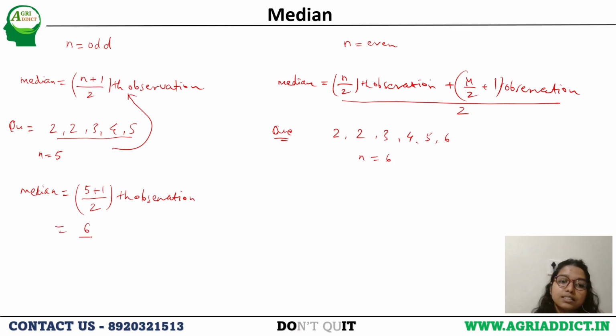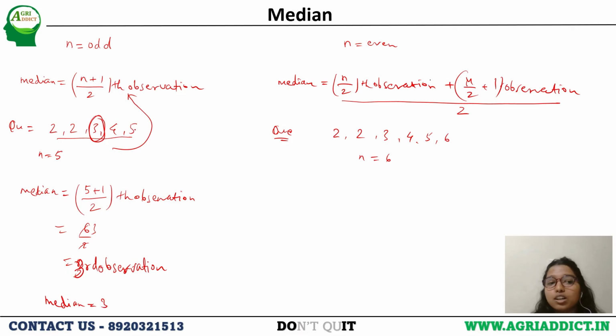5 plus 1 is 6. 2 threes are 6. It means the third observation is our median. So here the median is 3, because this data is already arranged in ascending order, so we are not changing it.